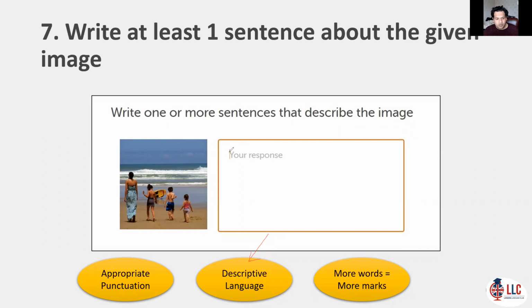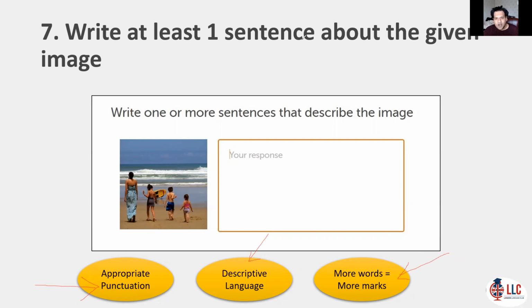Those words are common for all the photos that you're going to see, so don't start your description using that. Instead, directly go into describing the photo. That's important. Then you also need to use appropriate punctuation. They're testing your punctuation skills, and as a general rule, the more words you use to describe the photo, the more marks you get.